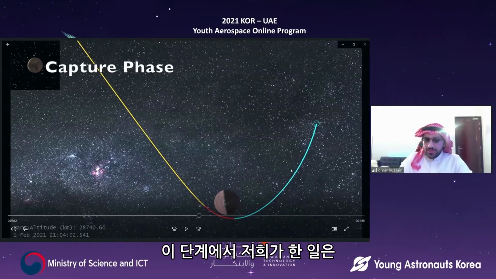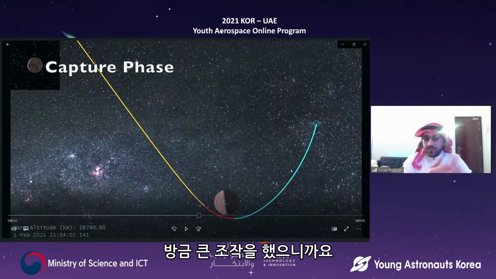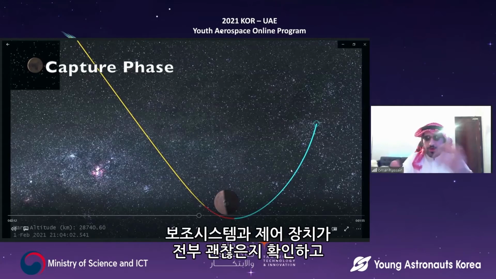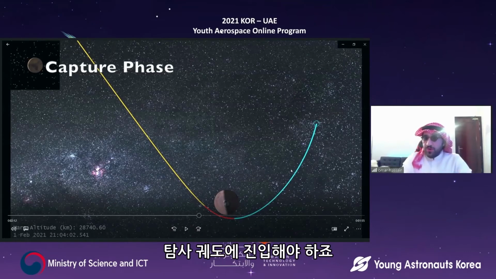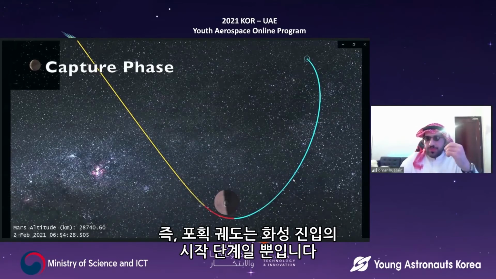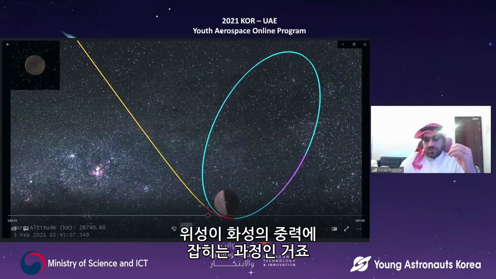The capture phase actually, here we're going to just check the health of the satellite, since we just did a huge maneuver. We used a ton of fuel to get basically to Mars. So we're going to quickly check the subsystem, check the spacecraft health, everything's okay, before we actually go into the science orbit. So the capture orbit is just the initial orbit that we use around Mars in order for us to basically get captured by Mars's gravity.